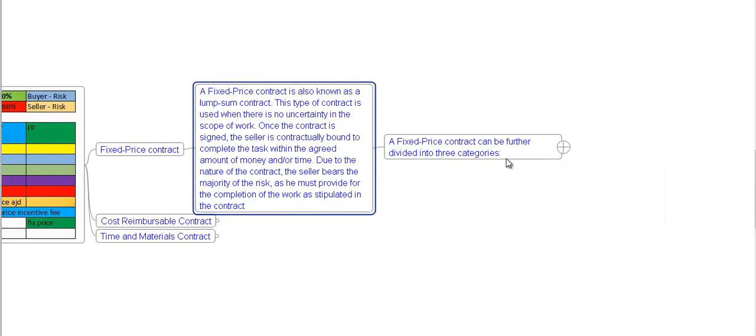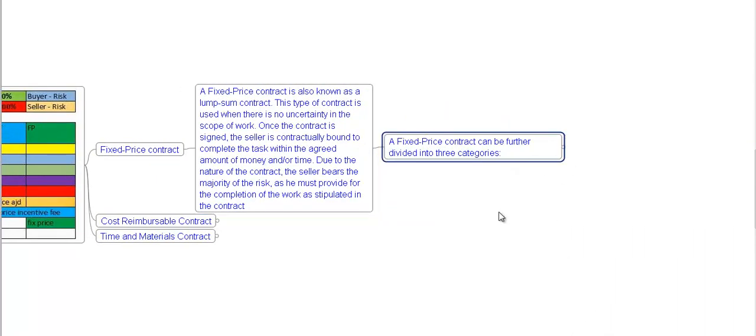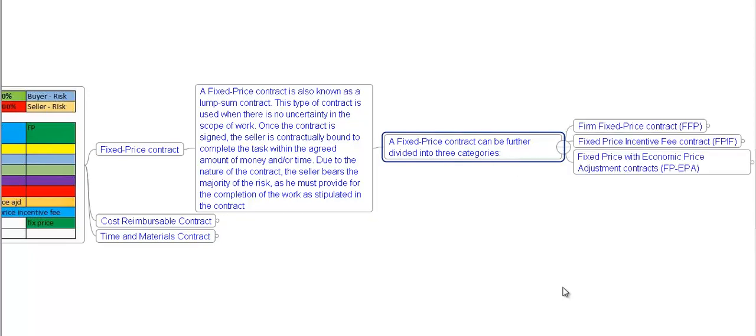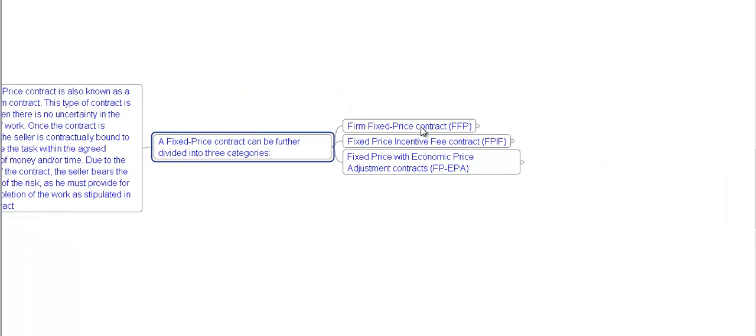Fixed price contract can be further divided into three categories. Firm fixed price contract, fixed price incentive fee contract, and fixed price with economic price adjustment contract.